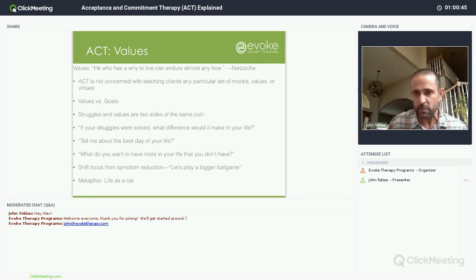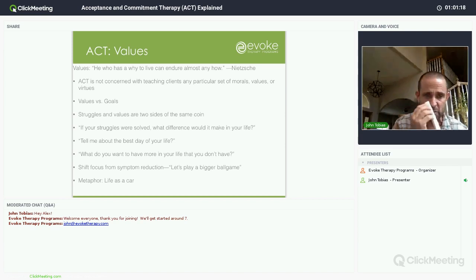We just typically have to flip over the coin, and we'll find a value that we're not in accordance with, or we're not moving congruently with. And so then we can look at it from this perspective of, okay, how can I, instead of my behavior being dictated by the struggle, instead, how can my behavior be dictated by the value? That's an important question.